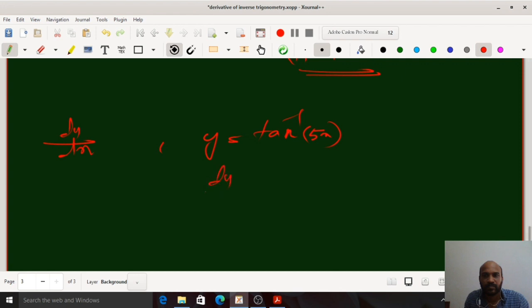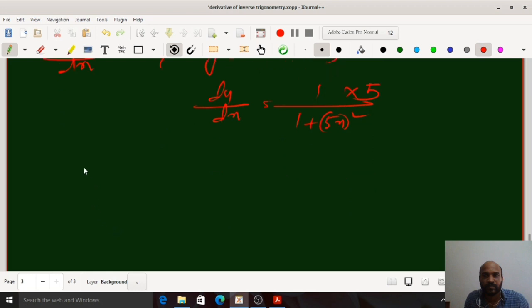So dy by dx, the derivative of tan inverse is 1 by 1 plus 5x whole square. Then the derivative of 5x. What is the derivative of 5x? 5 into the derivative of x. That is 5, because the derivative of x equals 1. This is the answer.